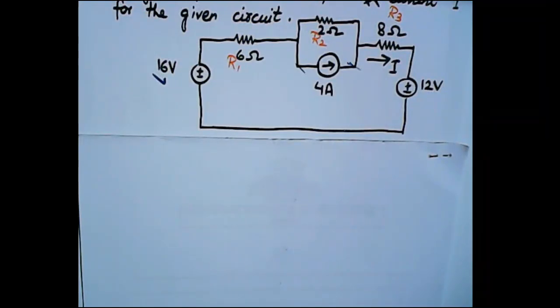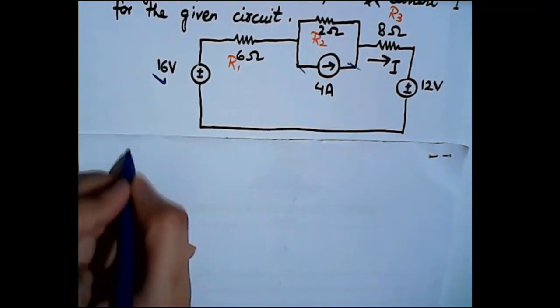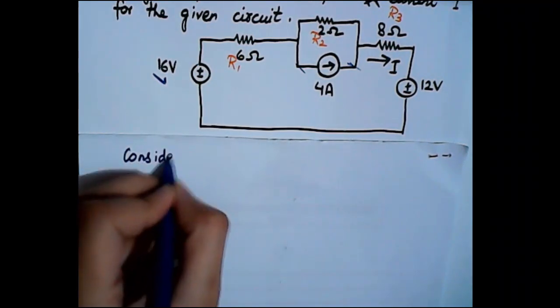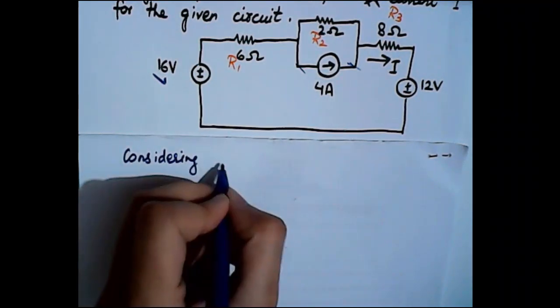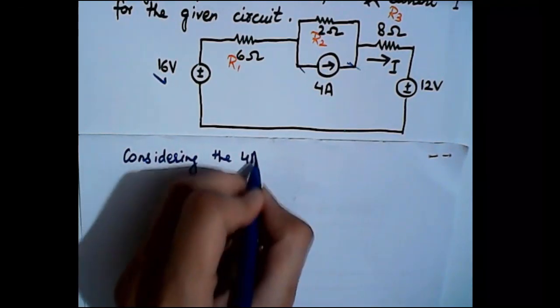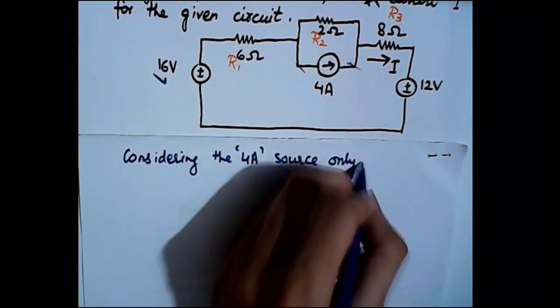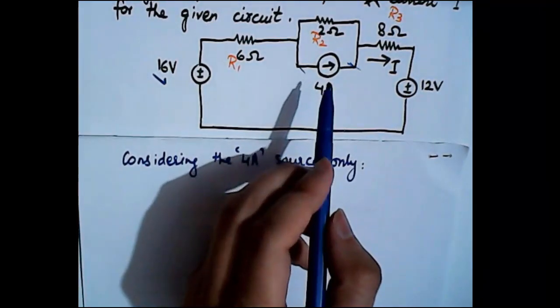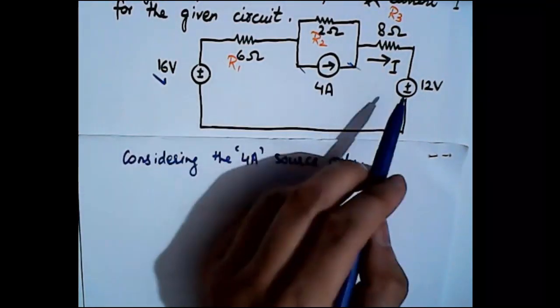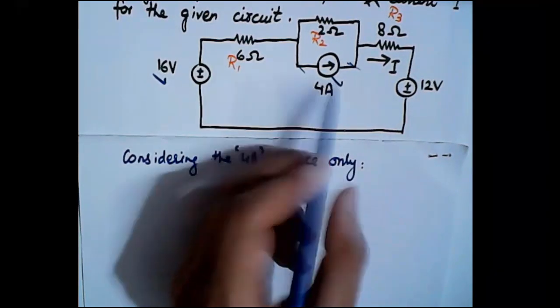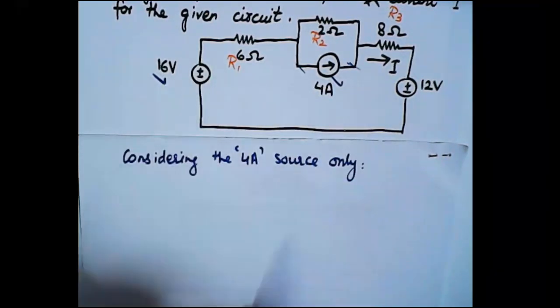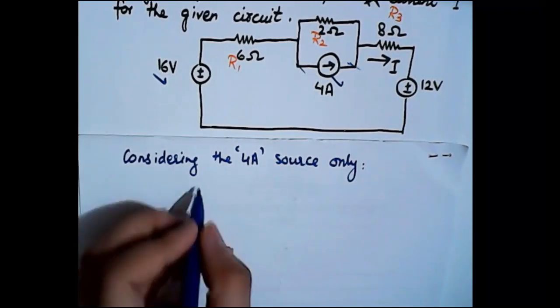So now consider the second source. Here we can see that the second source, let's consider the 4 ampere source only. When we are considering this 4 ampere source only, both the voltage sources will be short circuited in order to negate their effect.